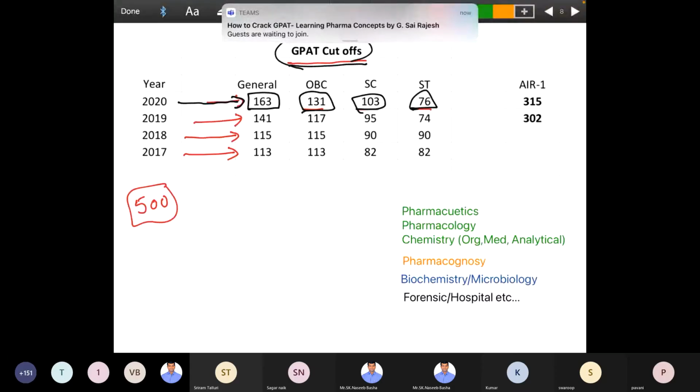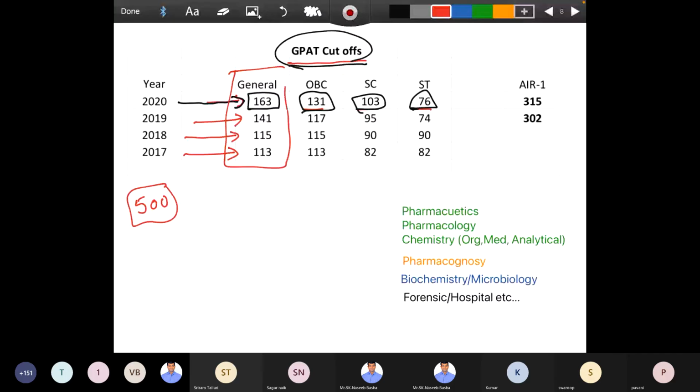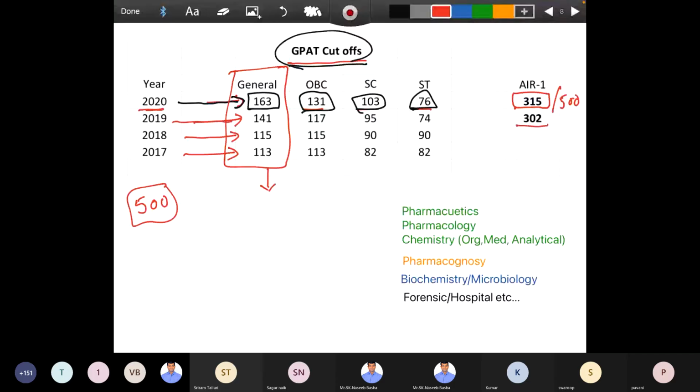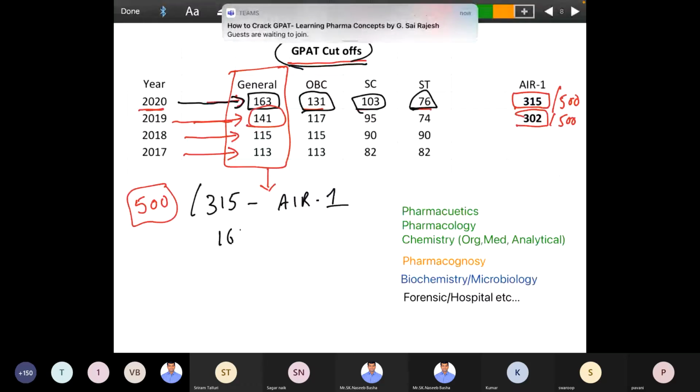The qualifying marks depend upon the number of people who qualified and the highest score. In 2020, All India Rank 1 scored 315 marks, out of 500. In 2019, it was only 302. That is the reason why the cutoff has come down. Now understand this: for 500, someone who scored 315 could become All India Rank 1, and the qualifying marks is 163.